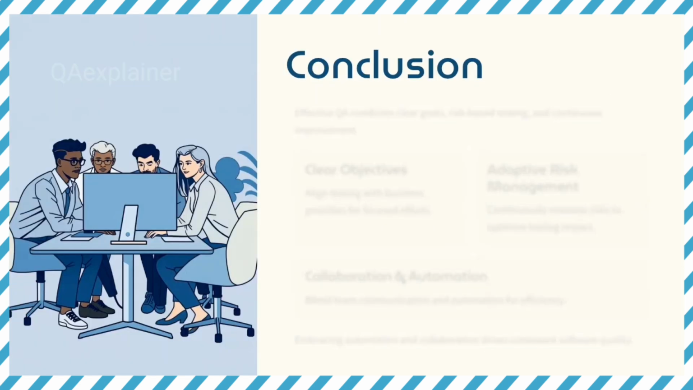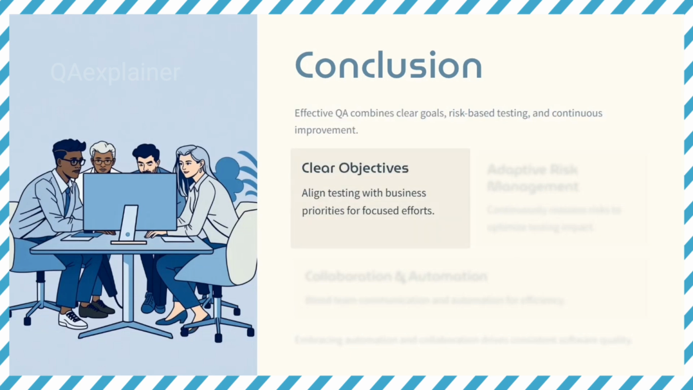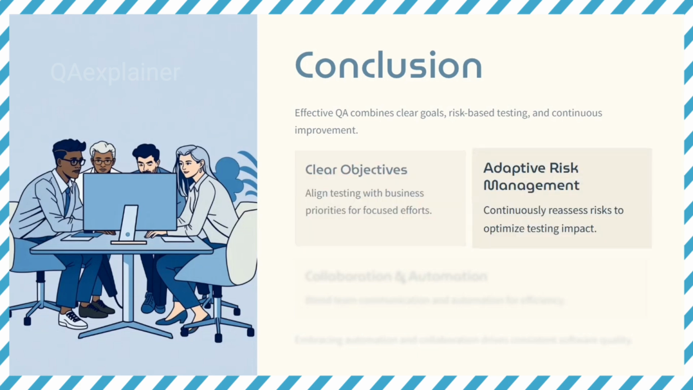So let me conclude this video, guys. In conclusion, I can say QA combined with clear goals, risk-based testing and a continuous improvement plan is the most essential part. Clear objectives are always helpful to align the testing with business priorities for focused effort. Another thing is that adaptive risk management is a very important part. Here we need to continuously review the risk-related items, and we are optimizing the testing impact.